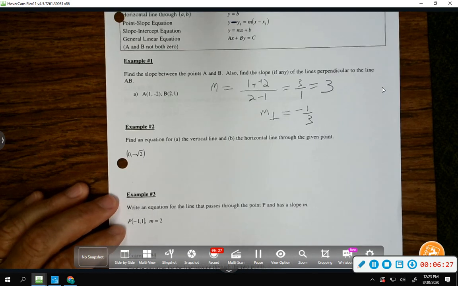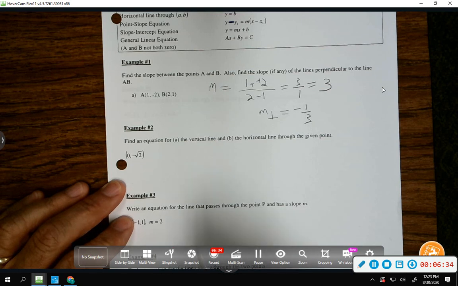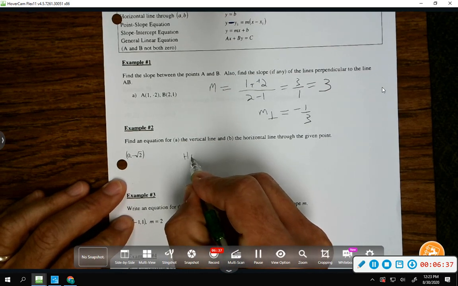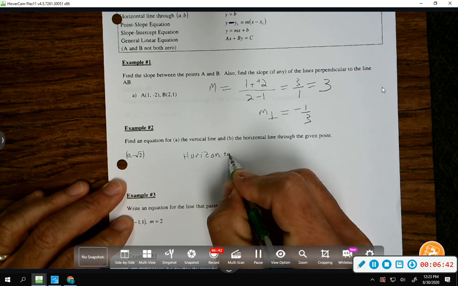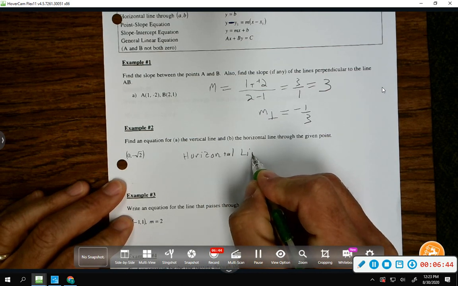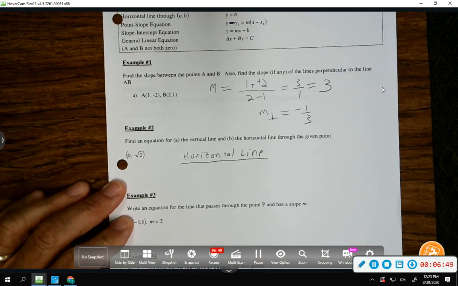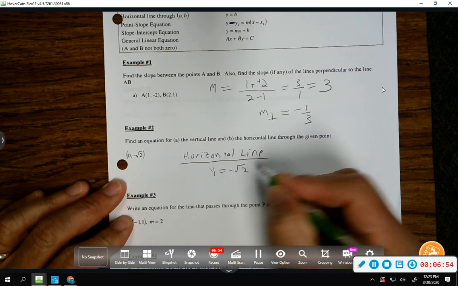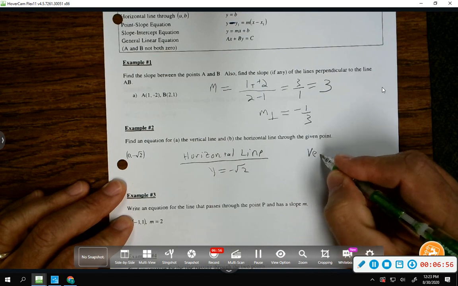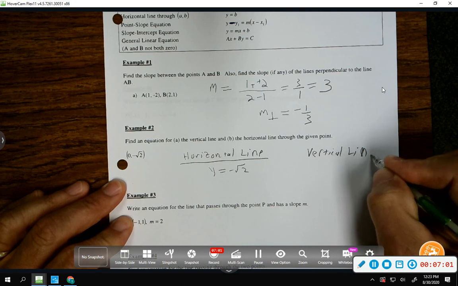Example number 2. Find an equation for A, the vertical line, and B, the horizontal line through the given point. Most of the time on tests and quizzes, I'll actually just write this out for you. Horizontal line. And have a nice blank for you to plug it into. Okay? And you just have to do the answer. But we have to know that a horizontal line is y equals the y coordinate of the point, or a vertical line is x equals the x coordinate.